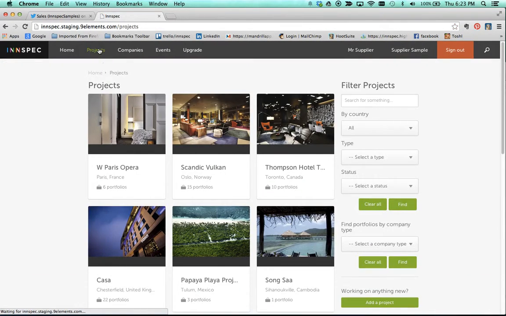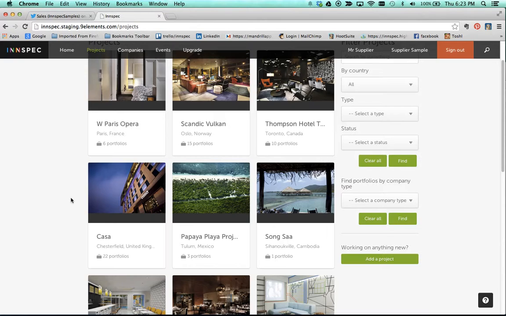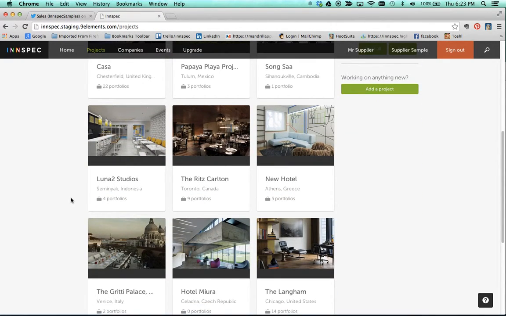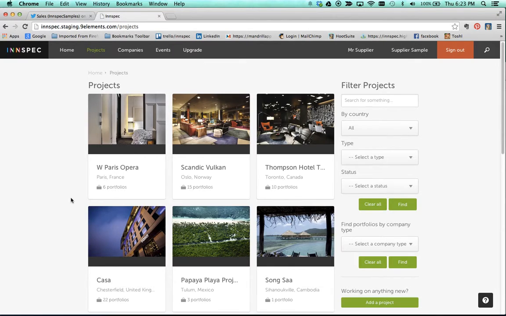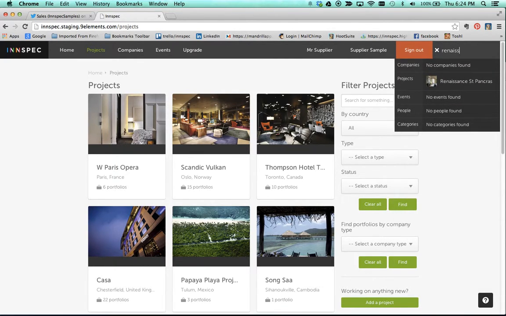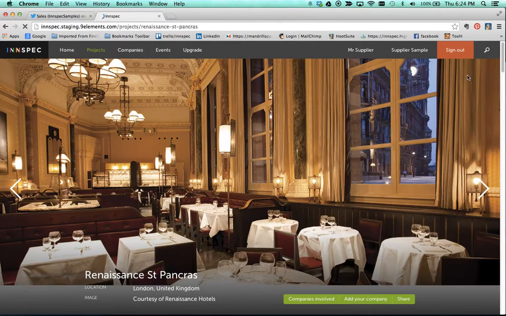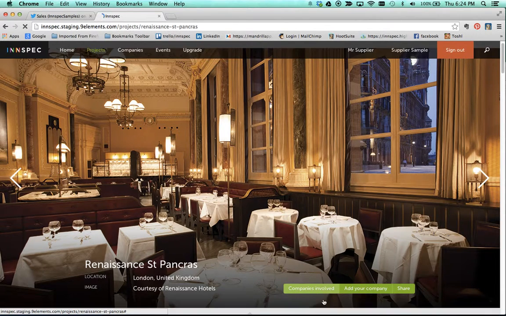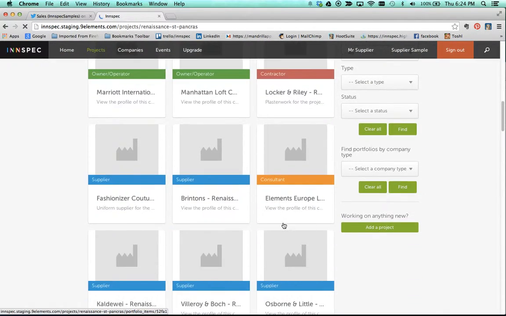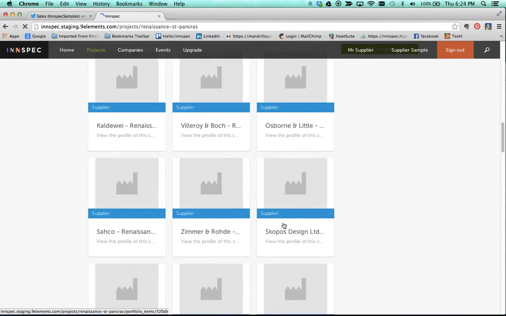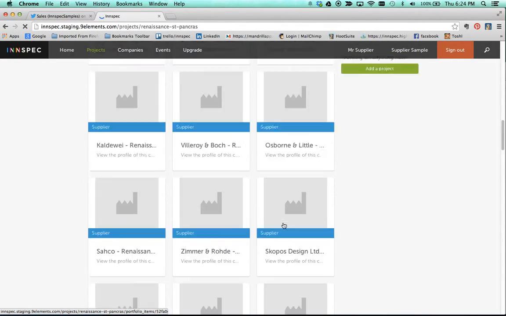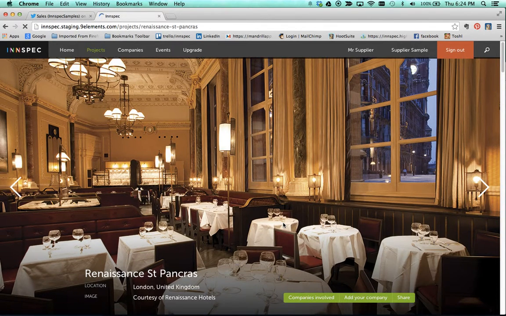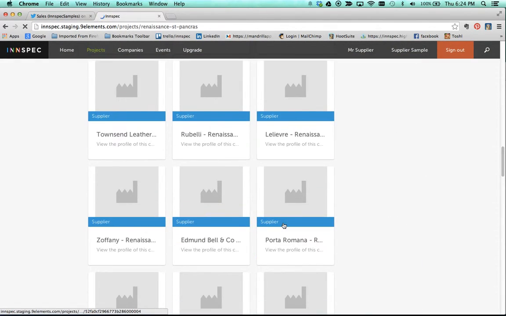We can go to projects. Think of a project that you like, one that you admire, one that has recently opened, etc., and you want to know who was involved. So we can, for example, think of the Renaissance St. Pancras, a big project and one where many companies were involved. We can have a look through here. You can find the various companies that were involved. You'll notice these profiles are all ready to be claimed by their respective owners.